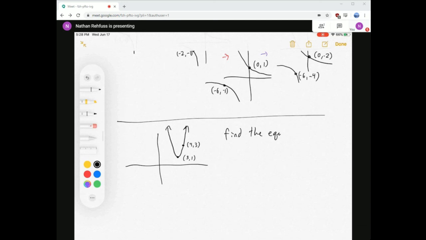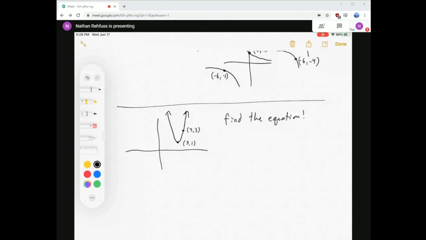Well, just looking at the graph and trying to figure out, well, y equals what, ax squared plus bx plus c, that's going to be tough. But if I think of these as graph transformations, the first two I can spot immediately. To get here from the parent function, which has its vertex at 0, 0, I must have gone 3 to the right and 1 up.